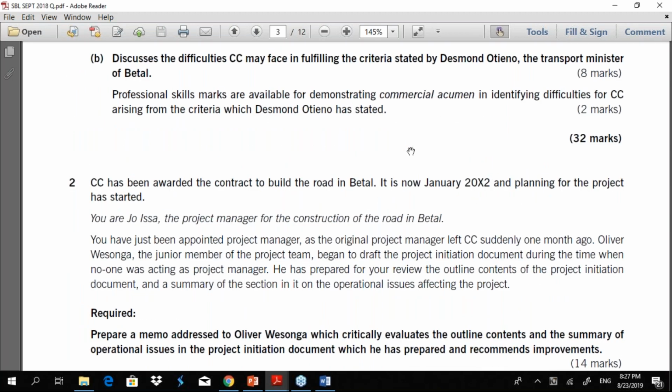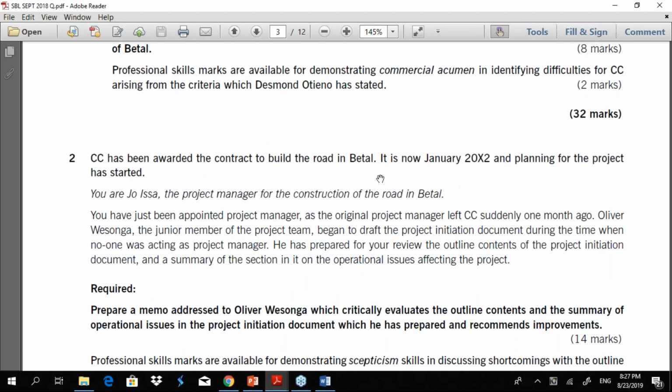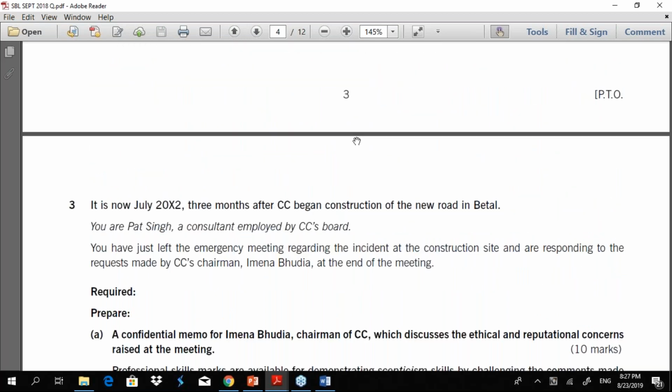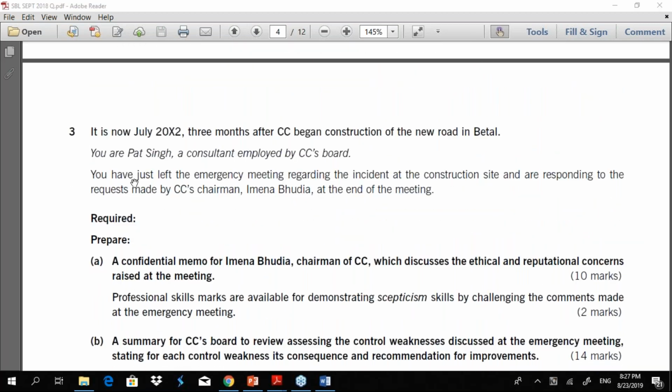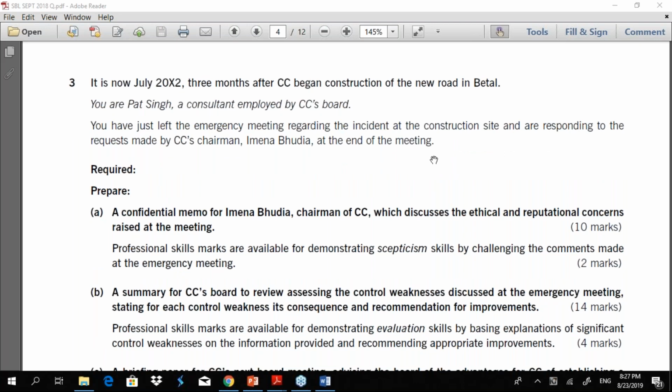Right, let's move to the third one. It is now July 2012, 3 months after CC began construction of the new road. You are Pat, a consultant employed by CC's board. So now you are taking a new role. You are a consultant. You have just left the emergency meeting regarding the incident at the construction site and are responding to the requests made by the chairman at the end of the meeting.